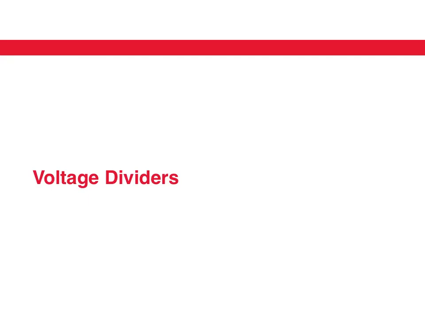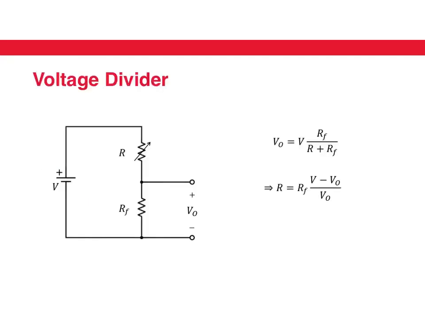So let's think about voltage dividers. A very simple voltage divider would be as it is shown here. You have two resistors and a voltage source attached to them, and one of the resistors is variable. I've called the variable resistor R and the fixed resistance RF. And you could take the voltage either from across RF, or the output could also be taken across R.